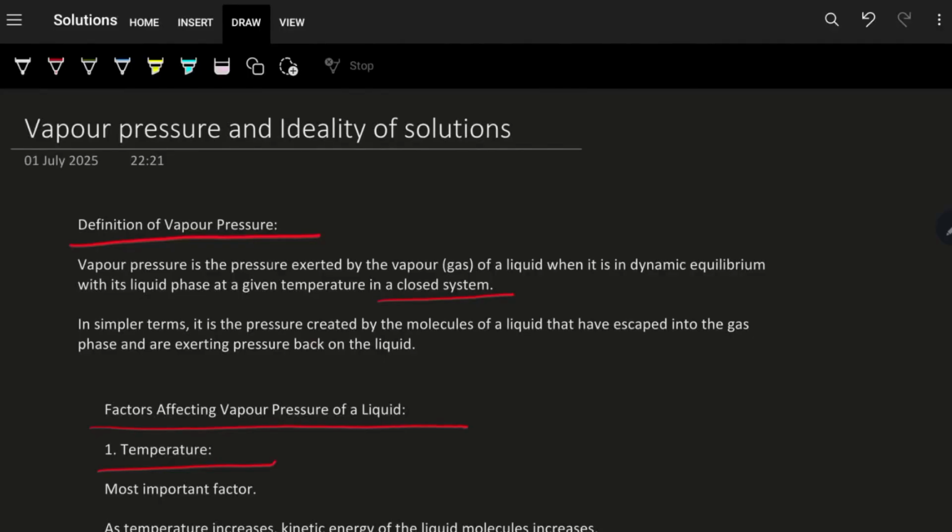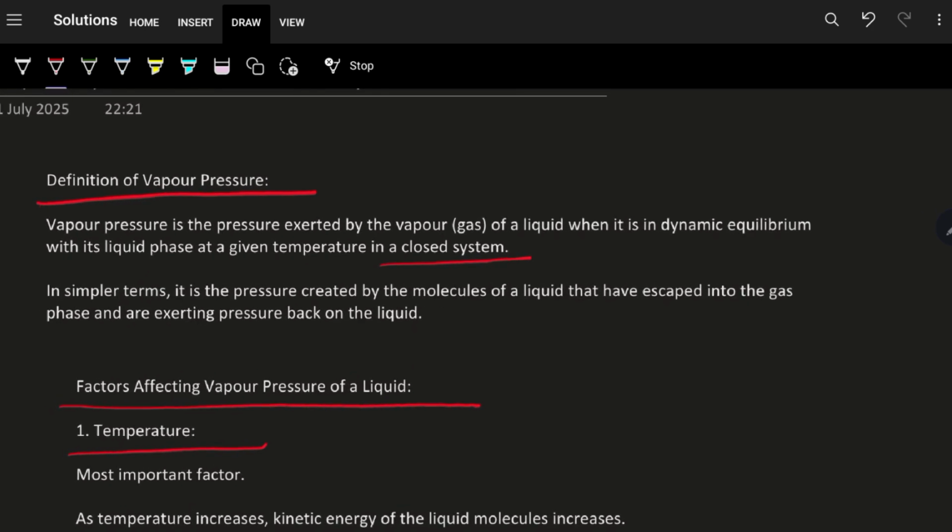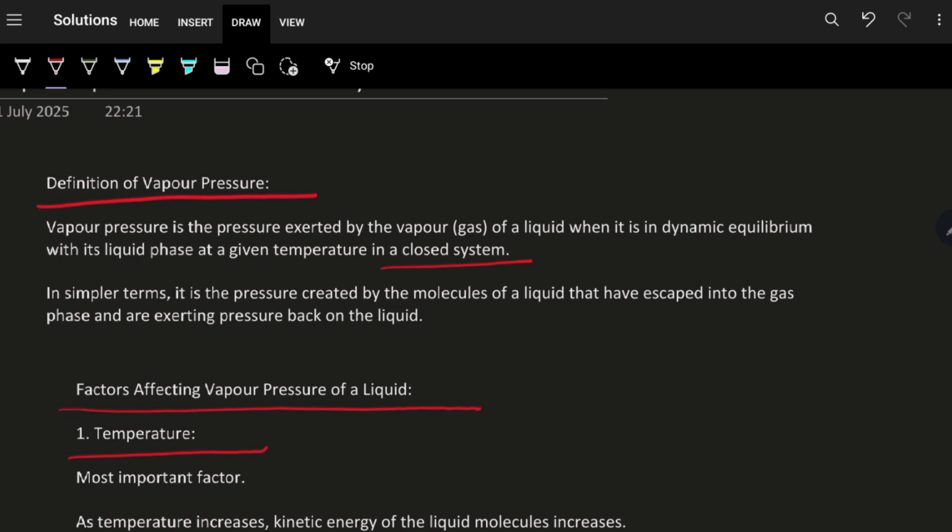Our discussion starts with the topic vapor pressure. What is vapor pressure? Pressure on account of the vapor of the liquid. So vapor pressure is the pressure exerted by the vapor or the gas of a liquid, that means the vapor state of a liquid, when it is in dynamic equilibrium with its liquid phase at a given temperature in a closed system. What does it mean?